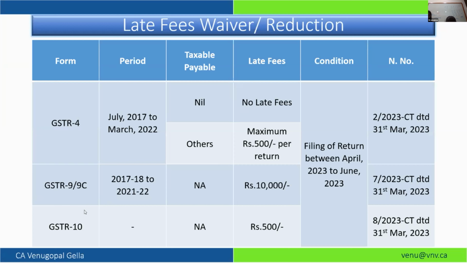GSTR-10 is the final return. After cancellation of GST registration, within 3 months, the taxpayer should file GSTR-10 as a final return. If they have not filed the final return, then the maximum late fee is 500 rupees. The government has given this relief only if they file the return from April 2022 till June 2023; then there is a late fee waiver and reduction. If they file beyond June 2023, then whatever late fee is applicable will apply. There is no amnesty scheme if the return is filed after June 2023.